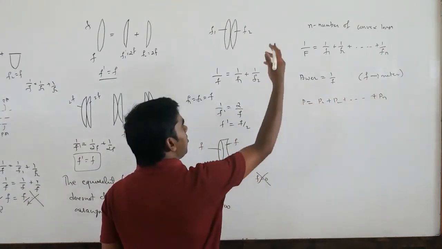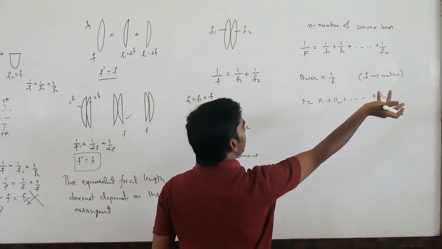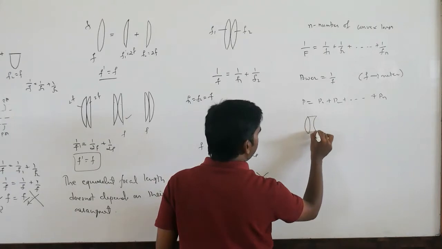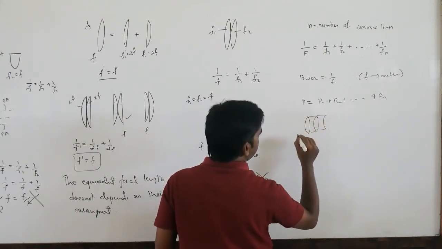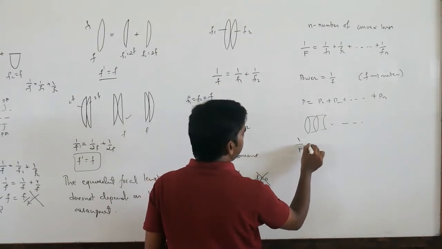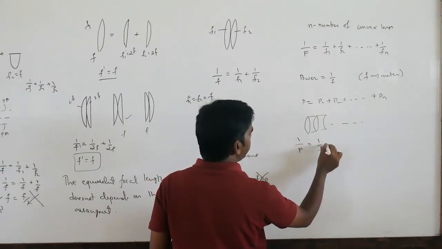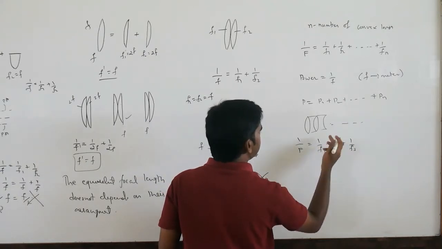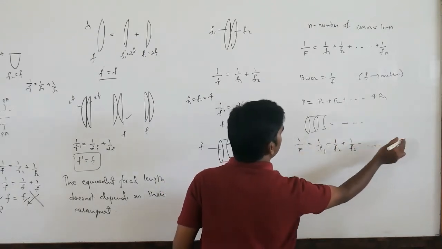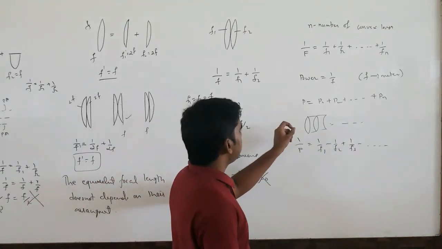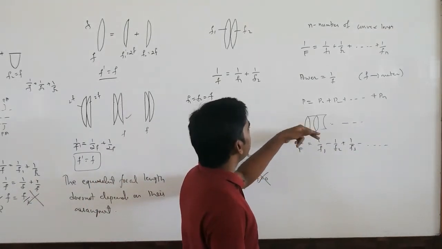Okay. If the combination is alternately convex and concave, like convex, concave, and so on till n, so what will happen? 1 by f equals 1 by f1 for convex, minus 1 by f2 for concave, plus 1 by f3 for convex, again concave, and so on. So you have to change the sign according to whether the given lens is convex or concave.